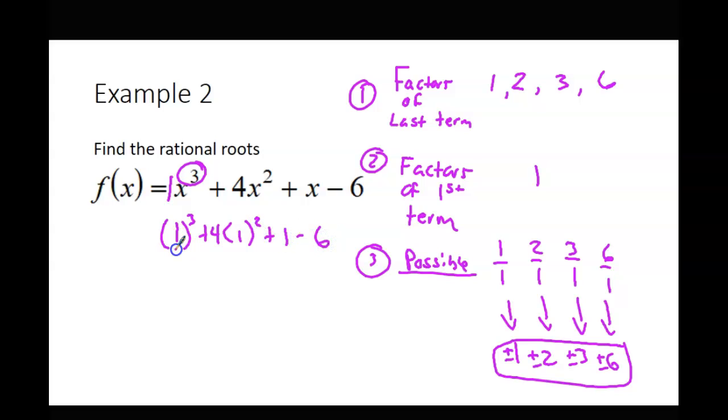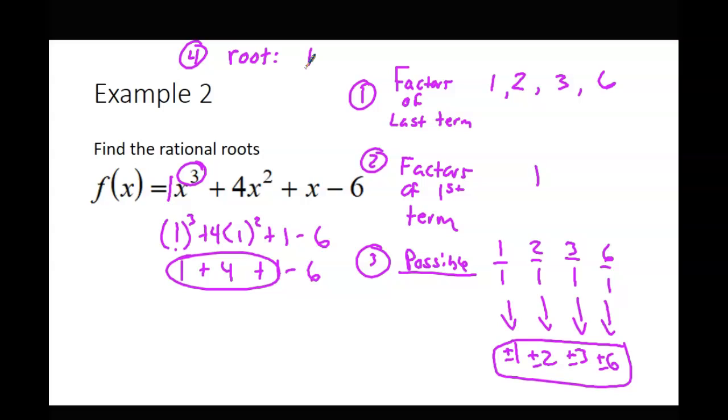So this one gives me 1 plus 4 plus 1 minus 6. Does that make 0? It does. Because these all make 6, and 6 take away 6 is 0. So we found a root. We have a winner. 1 is one of my roots.